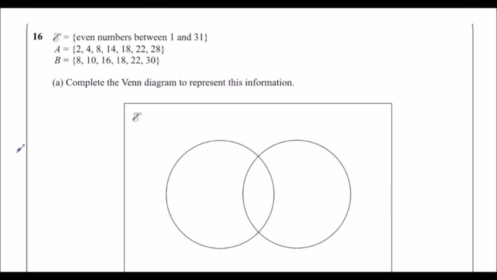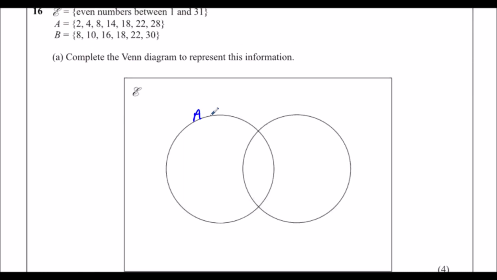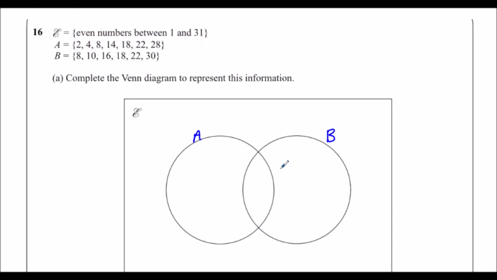Question 16. So all of the numbers are even numbers between 1 and 31. A is 2, 4, 8, 14, 18, 22, and 28. And B is 8, 10, 16, 18, 22, and 30. And we're going to put this information onto a Venn diagram. So one circle is going to be A, the other circle is B, and in the middle, we're going to put the ones in A and B.